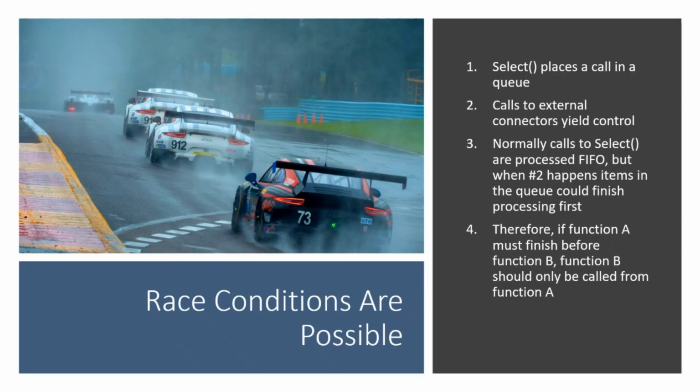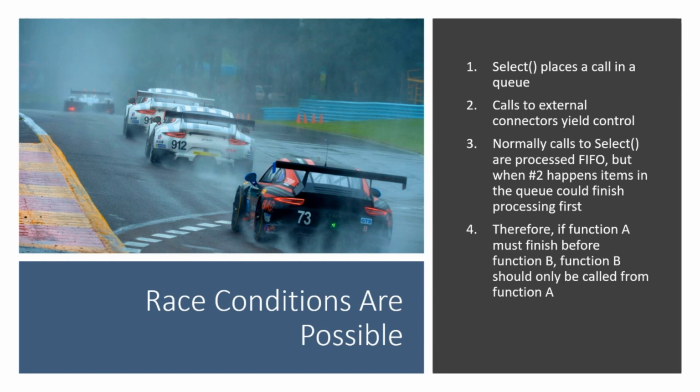Another thing to be concerned about is that race conditions are possible as well. Race conditions are involved with those delayed executions, but they're also involved when you're dealing with external connectors. So let's say that you have a function here that selects a control. That places that call in the queue like we had in the previous example. And then when that call runs, it makes a call out to an external connector. And when that happens, it's going to yield control.